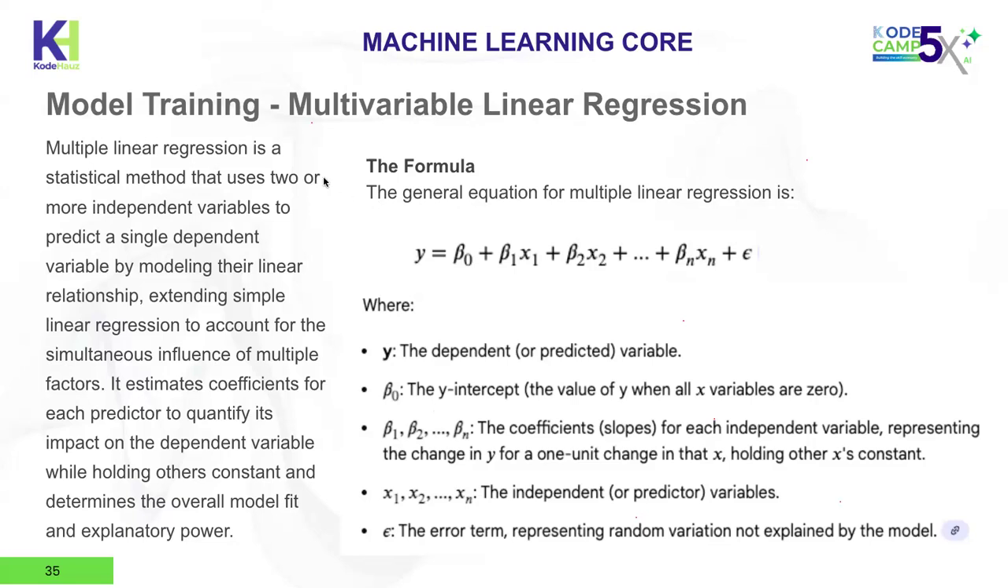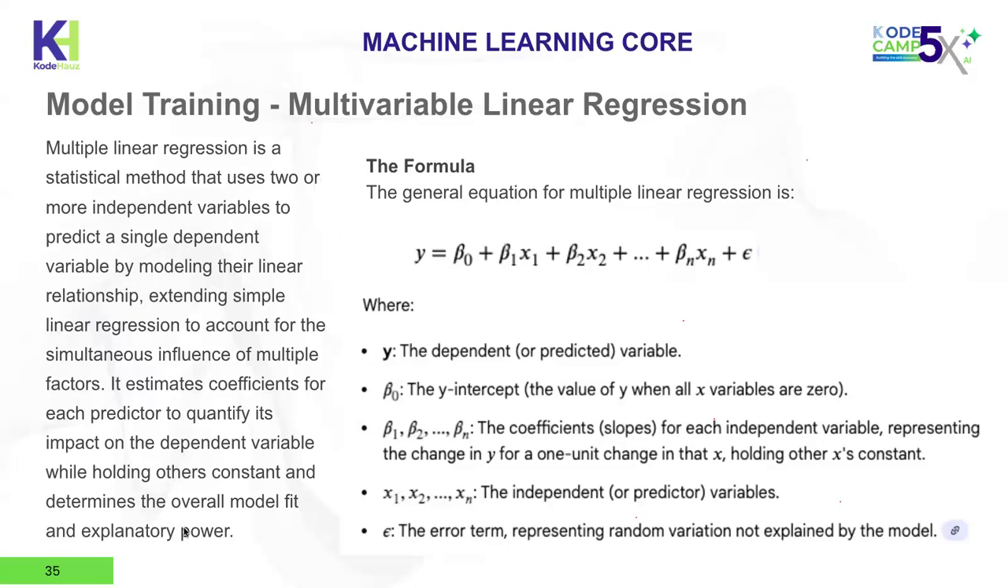So when we say multivariable linear regression, it's the same thing as a single variable linear regression. It's a statistical method, but this time we're using two or more independent variables. So not just y equals mx plus c, which has a single independent variable, x, and a single dependent variable, y. We also now have y equals m1x1 plus m2x2 plus m3x3 and so on plus c. So we now have multiple independent variables, the x1, x2, x3, and so on.